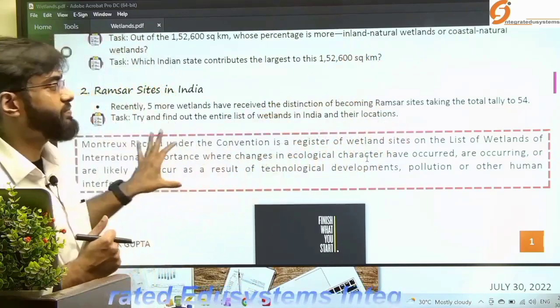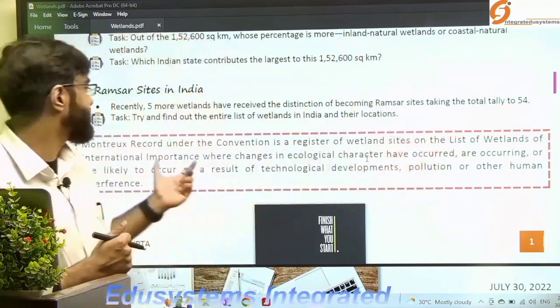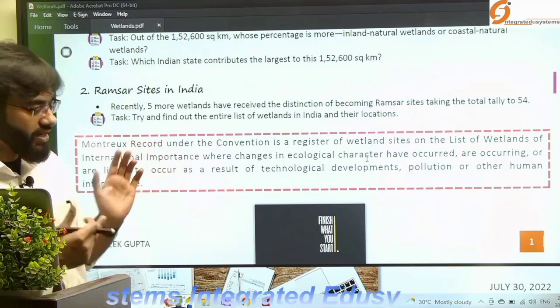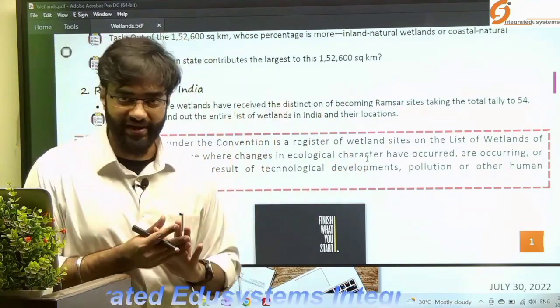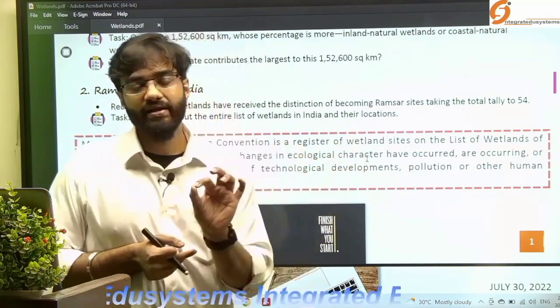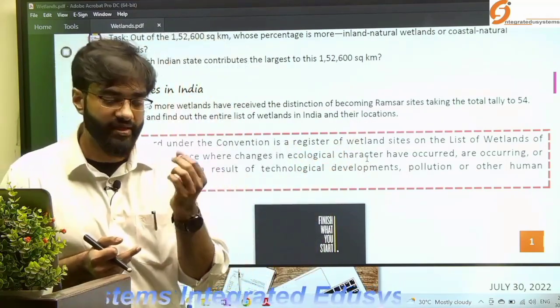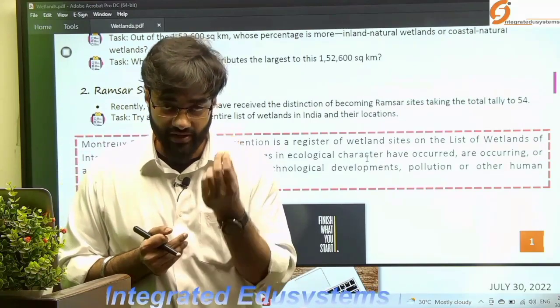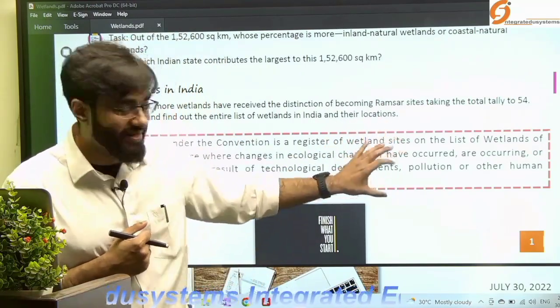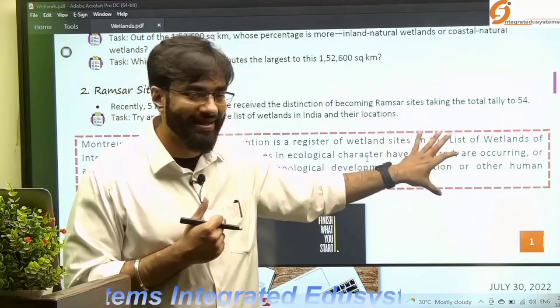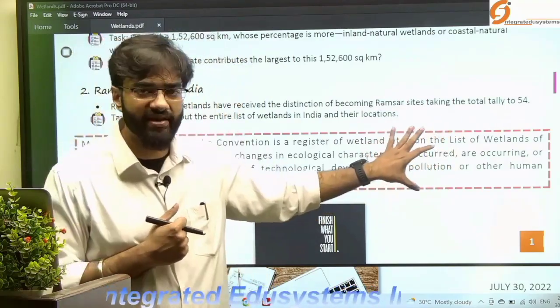One important aspect which I have written in the box is the Montreux record. Sometimes, although we have declared a wetland a Ramsar site, that wetland is getting disturbed, the biodiversity is threatened, or species are endangered, and the natural ecological balance which was there in the wetland is getting affected.